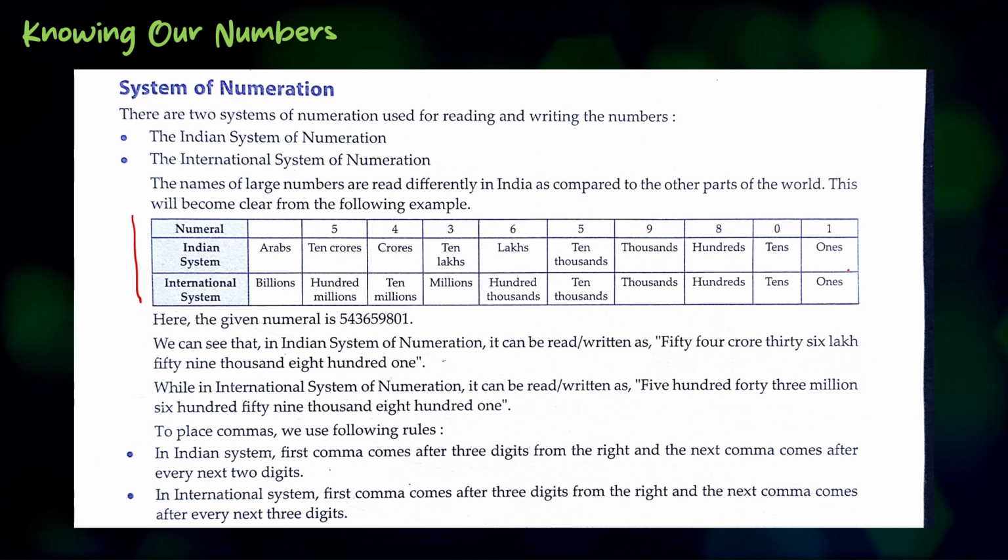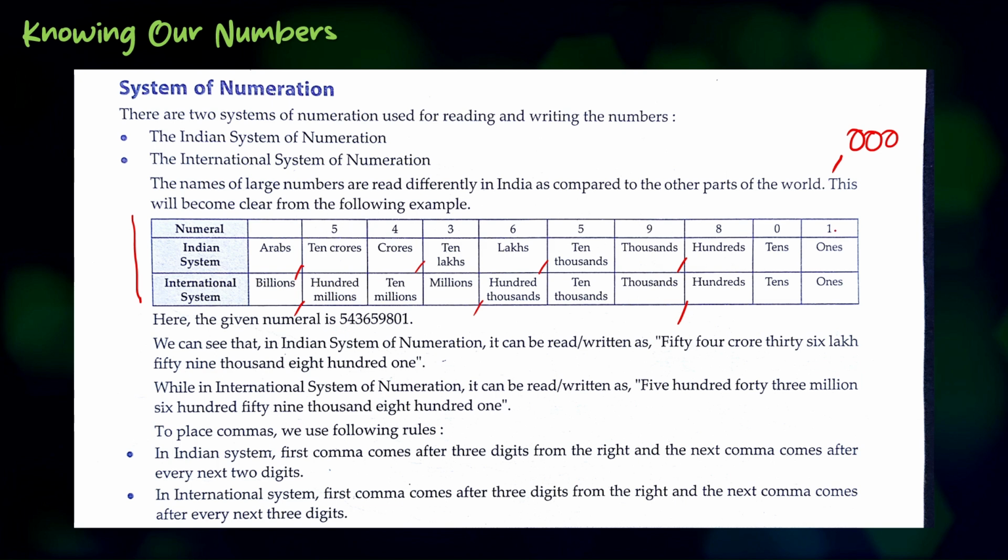Now, let's see from the right side, because here we'll put the commas from the rightmost side. So, ones, tens, hundreds, we'll put a comma here. Then 1,000, 10,000, we'll put a comma. Lakhs, 10 lakh, we'll put a comma. Crores, 10 crores, we'll put a comma. And then Arabs. In the international system, we have ones, tens, 100, comma. 1,000, 10,000, 100,000, comma. Millions, 10 millions, 100 millions, comma. And billions.